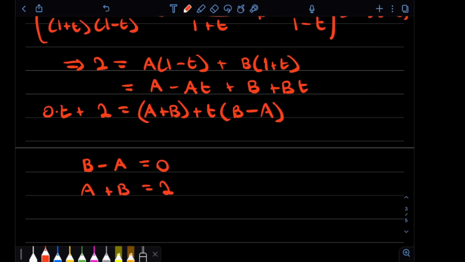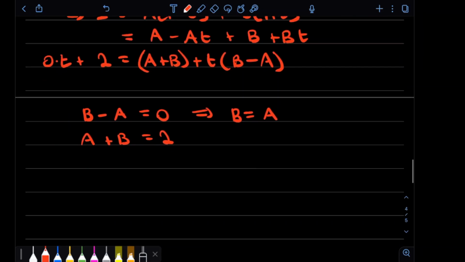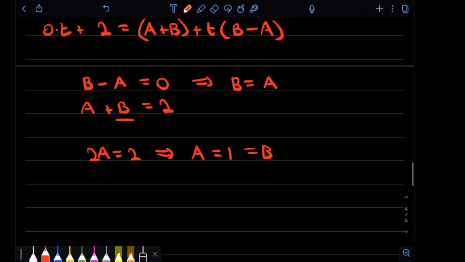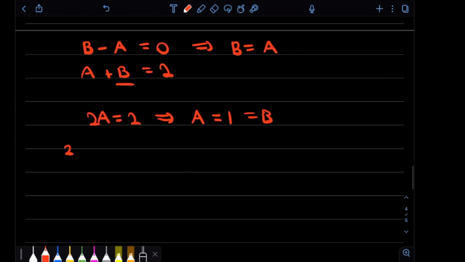And this is a pretty easy equation to solve. So this top equation, if we add a to both sides, we get that b is equal to a. So if I just replace this b with another a, we'll get that 2a is equal to 2. We get that a is equal to 1, which is also equal to b. So this partial fraction ended up being pretty convenient.